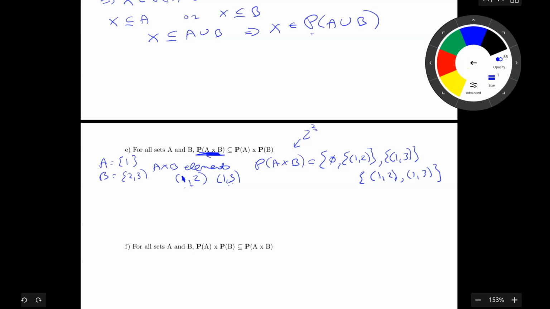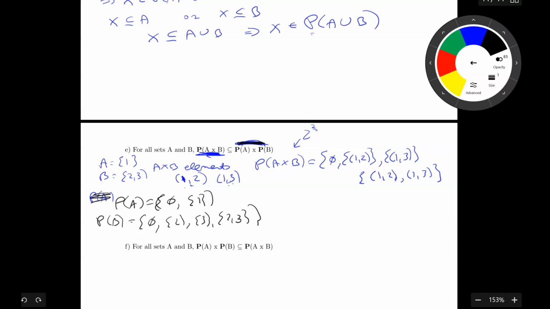So now let me just change colors. What are things on this side going to be? All right, so this says the power set of A cross the power set of B. So the power set of A, I meant to do black. Okay, black. There it is, black. Okay, so power set of A will be the null set and then the set 1. The power set of B will be the null set, the set 2, and the set 3, and the set that contains 2, 3, right? Okay, so that's the power set of A, there's the power set of B.